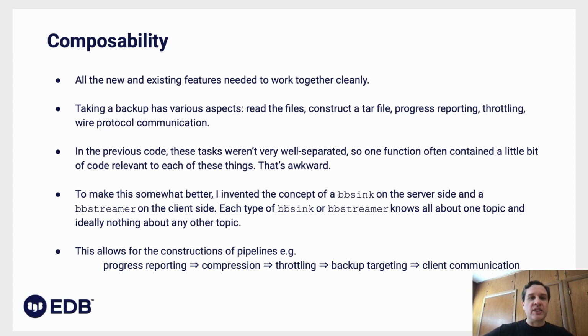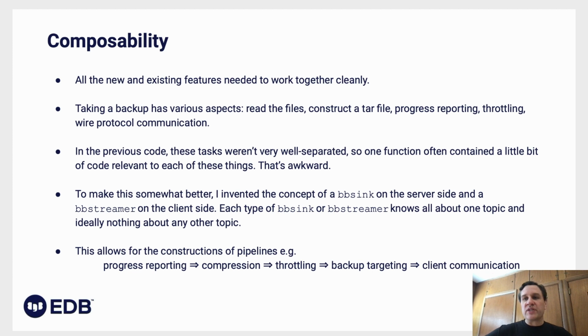So in the simplest case, where you're not using compression or throttling or a backup target, you'll actually only have 2 stages in this pipeline on the server side: the progress reporting stage and then the client communication stage. But as you make use of the other features that pg_basebackup has, then these additional stages are inserted. And it's pretty easy to add additional stages in here.